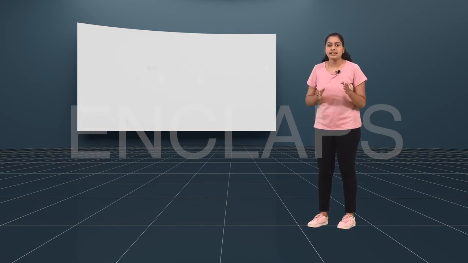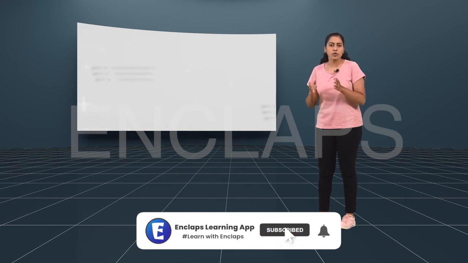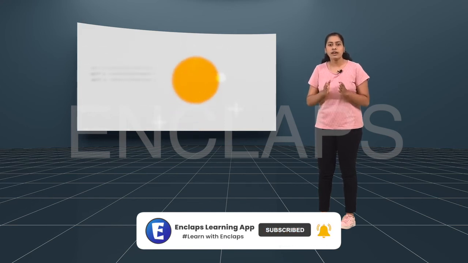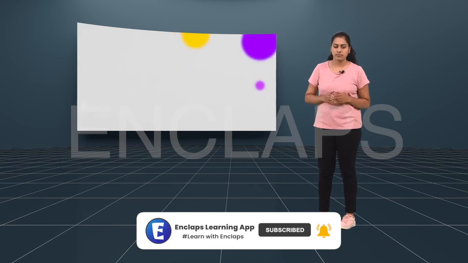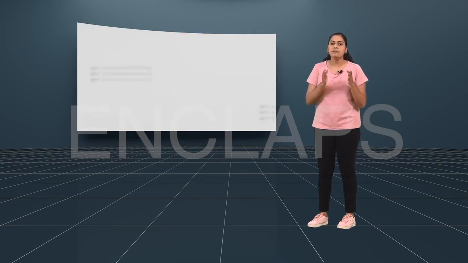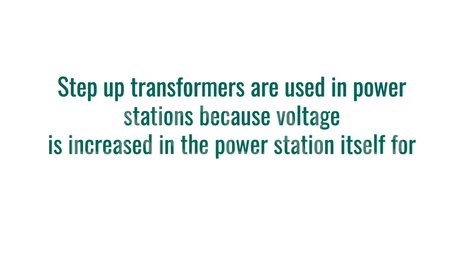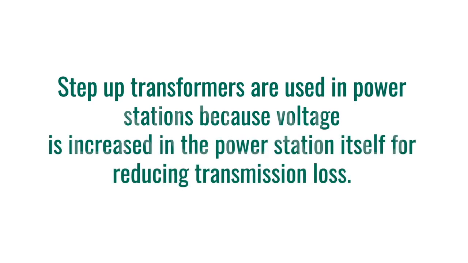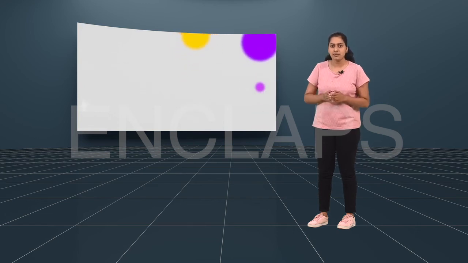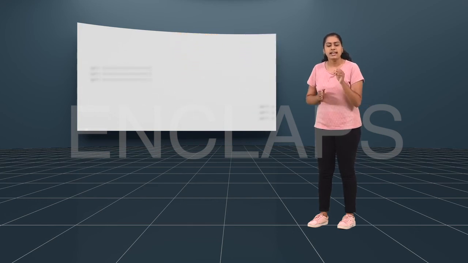The voltage is increased up to 220 kilovolt at the power station itself. Depending on the distance to which the transmission is to be done, different voltages like 110 kilovolt and 400 kilovolt are also made use of. Step-up transformers and step-down transformers are used in different places during electricity transmission. Step-up transformers are used in power stations because voltage is increased in the power station itself for reducing transmission loss. Step-up and step-down transformers are used in substations because in substations we have to increase or decrease voltage.